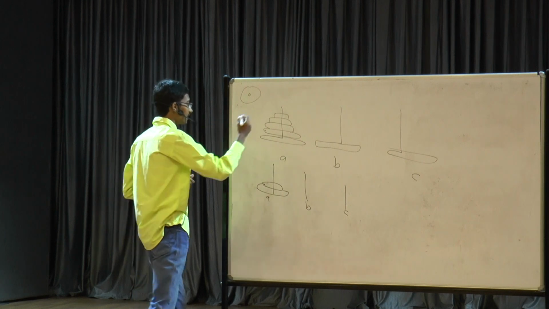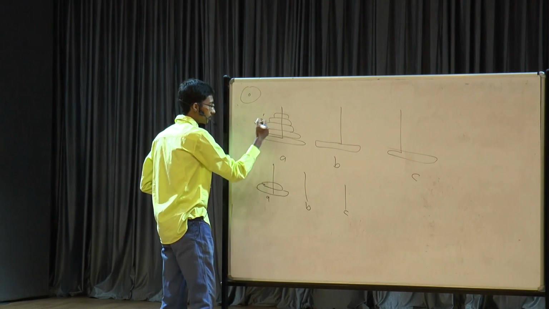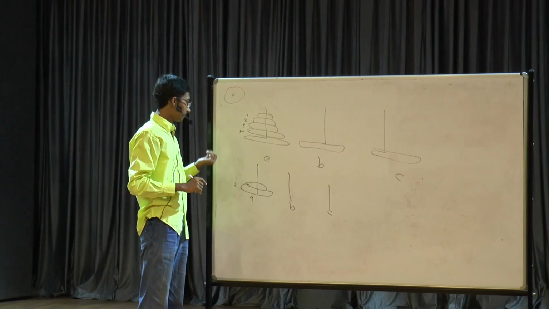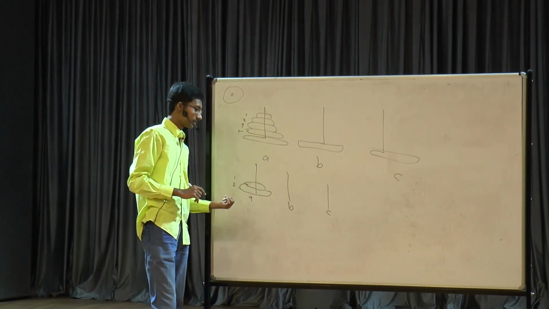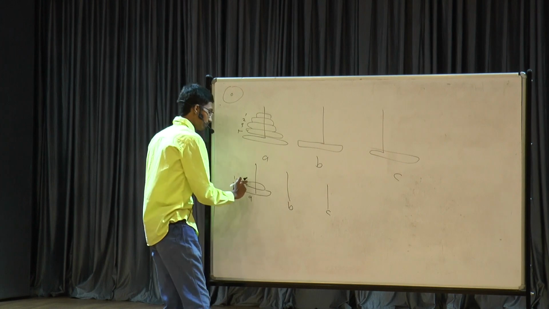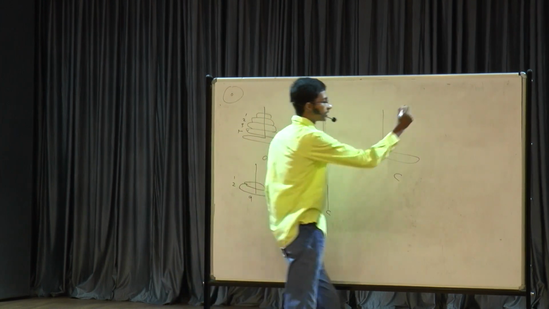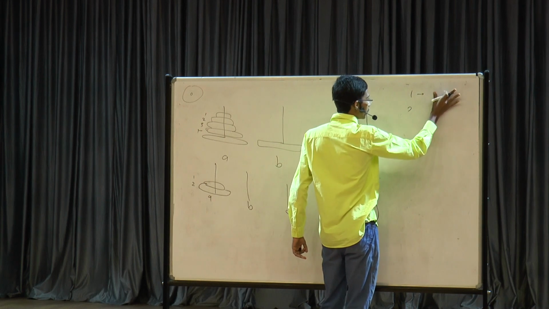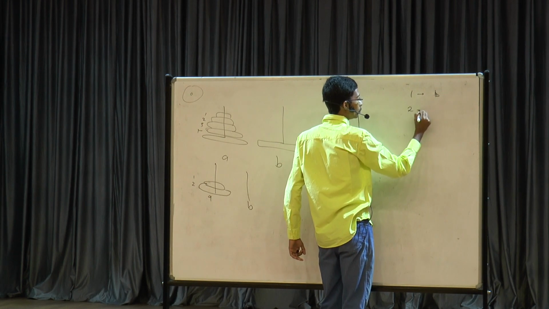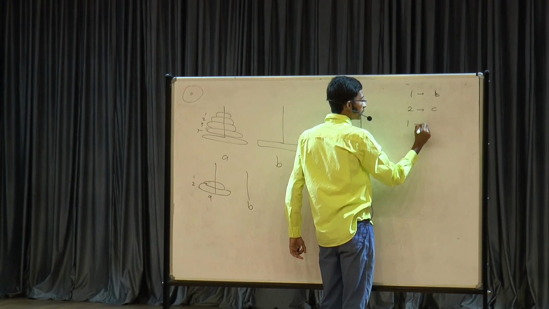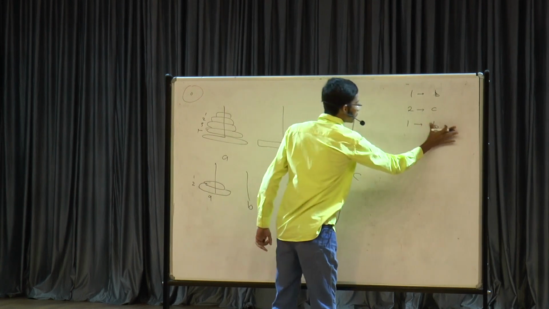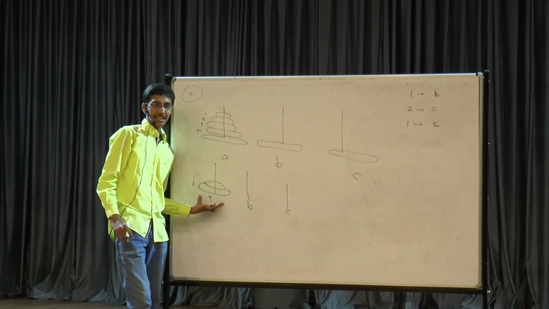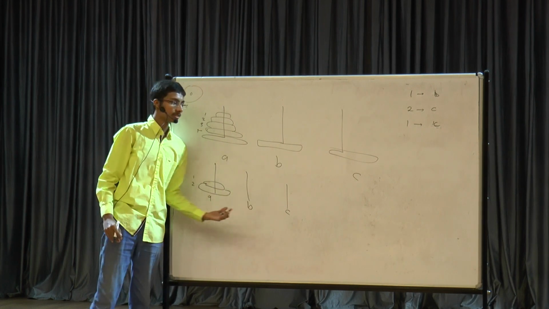Okay, so let's just number these disks 1, 2. Tell me the moves. So you take 1 to B, 2 to C, then 1 to C. Right. So the moves, I'll list them here. 1 goes to B. Then 2 goes to C. And finally, 1 goes to C. So what happened in the end was, this whole stack was moved from A to C.